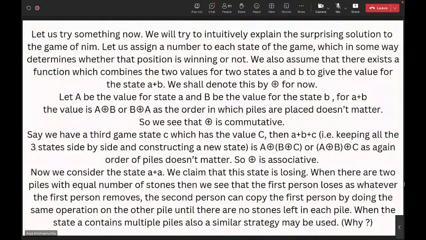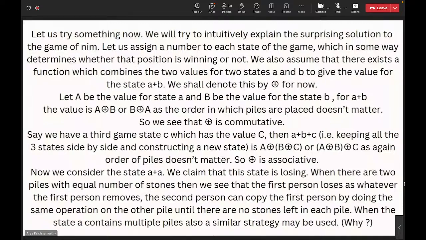So this is also losing, because again we can describe a similar kind of mirroring strategy. If the first guy removes some number of stones from the pile containing X stones, the other guy can again copy whatever this guy has done on the other pile, and ensure that the nim sum is 0, and that he transitions to a losing state. And again, this is something like induction. So one other thing is clear: the nim sum of 2 identical states, A nim sum A, is 0.